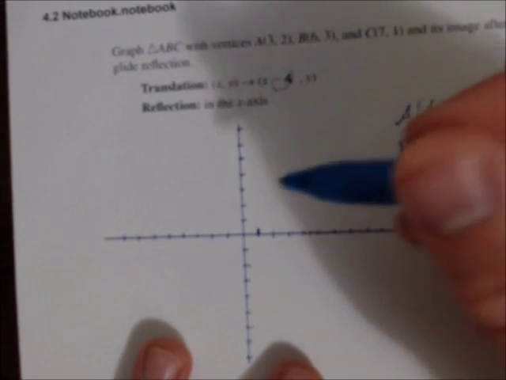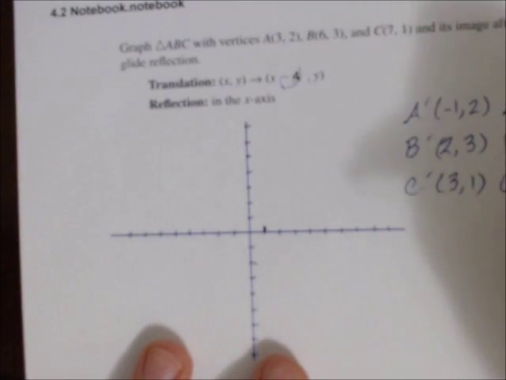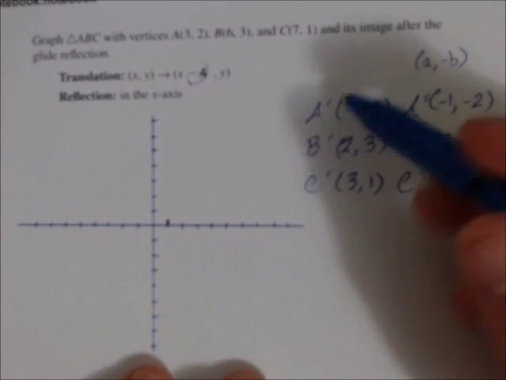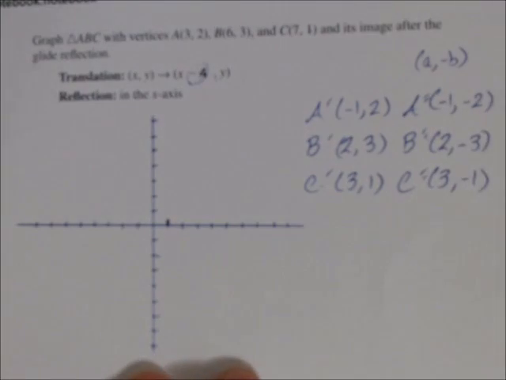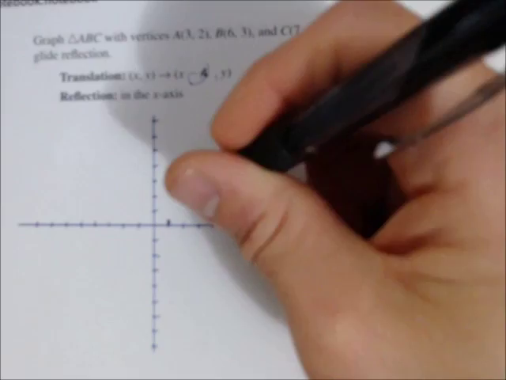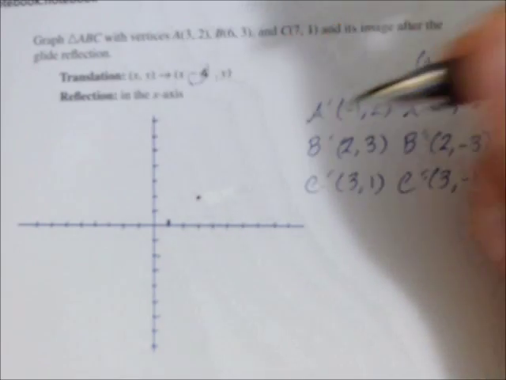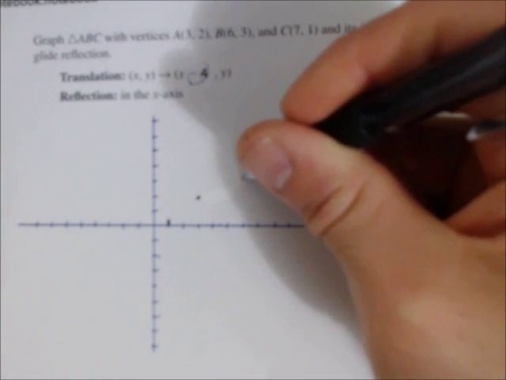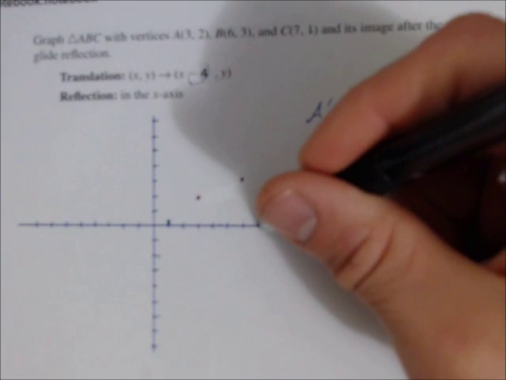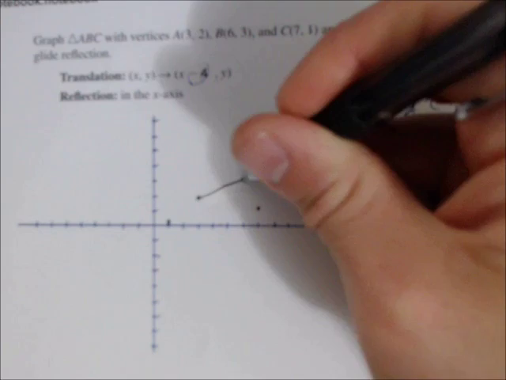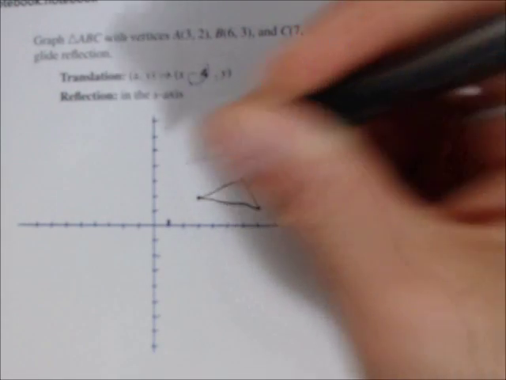Now, of course, we could do this visually on the graph. That's how I like to do it, but I found a lot more success when we actually just use the rules that are given to find the new coordinates. So I'm going to graph triangle ABC. Here's the point (3, 2). There we go. And then (6, 3). And then (7, 1). So we can draw triangle ABC.